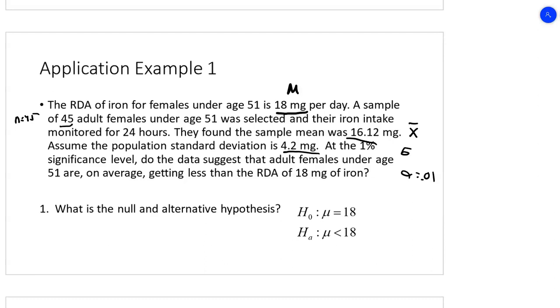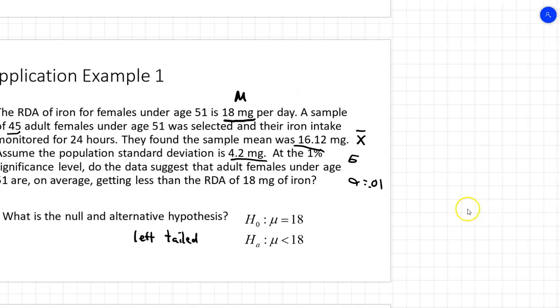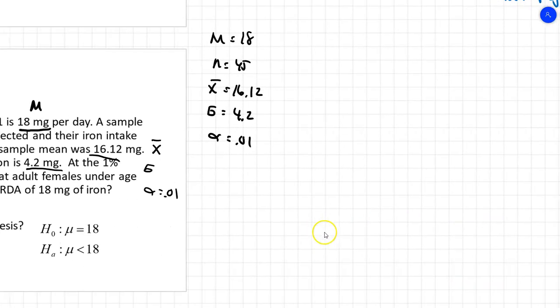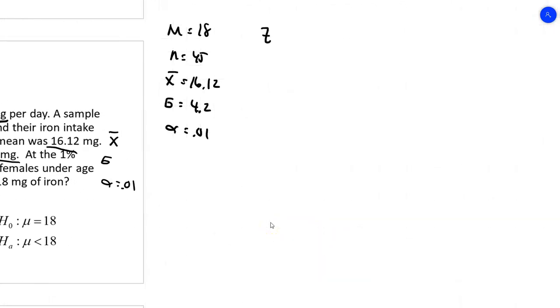All right, so the null and the alternative hypothesis were written out for you. The null is that the mean is equal to 18, that they're actually getting the 18 milligrams they're supposed to. The alternative hypothesis is that it's less than 18. So that means that this test is left-tailed. All right, let's make a list of what I know. The mean is 18. Number in the sample is 45. Sample mean is 16.12. Population standard deviation 4.2. Significance level 1%.